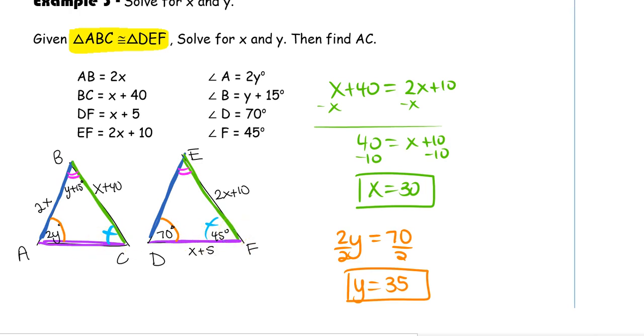So you want to find a segment or angle where we have both sets of congruent corresponding pieces. Corresponding sides are congruent, therefore we set them equal to each other. All right, that is all for our CPCTC video.